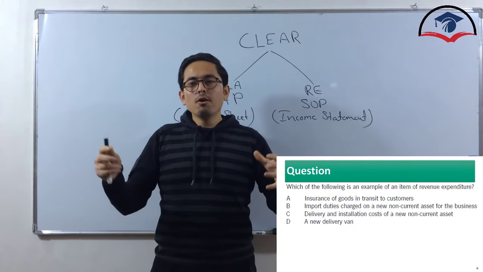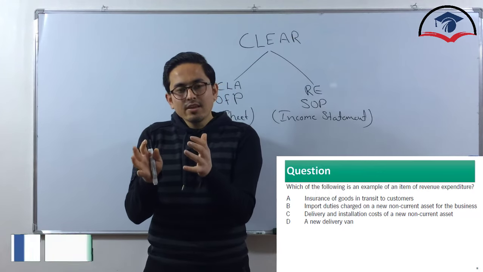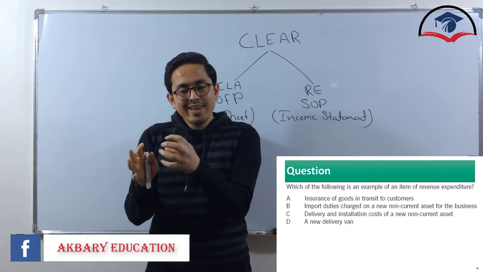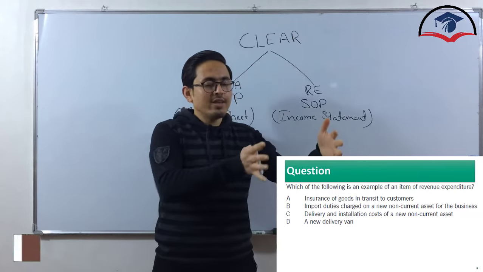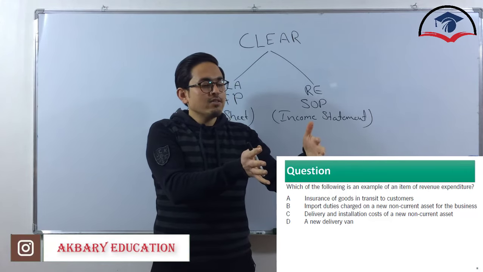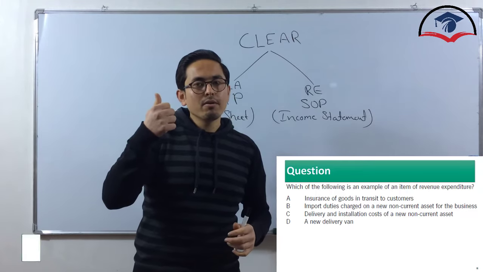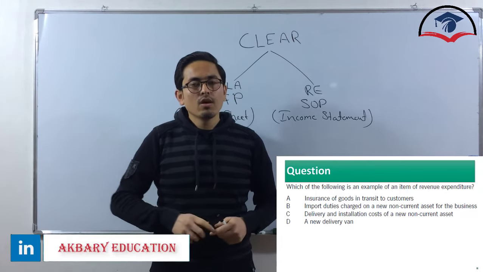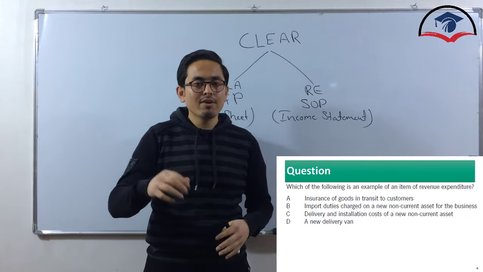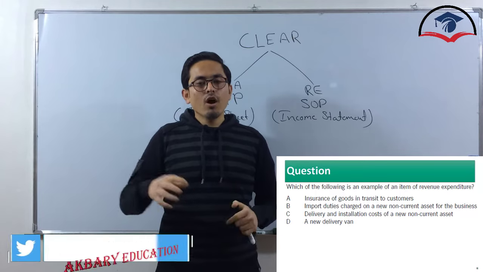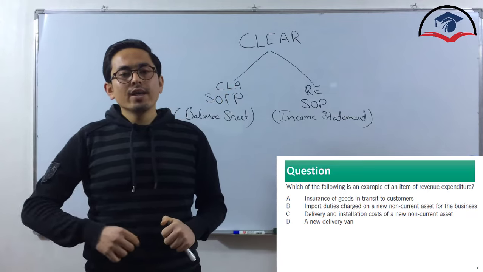Be with the channel. But a point to raise is that the expenditure incurred to bring the non-current asset to the point that we can utilize it will be added to the non-current asset cost. And these costs will be recorded in the statement of financial position of the company. Whether we are paying the import duties, paying for delivery and installation of that non-current asset, or we have purchased that non-current asset, all of them will come to the statement of financial position of the company, and that's why they are capital expenditure.